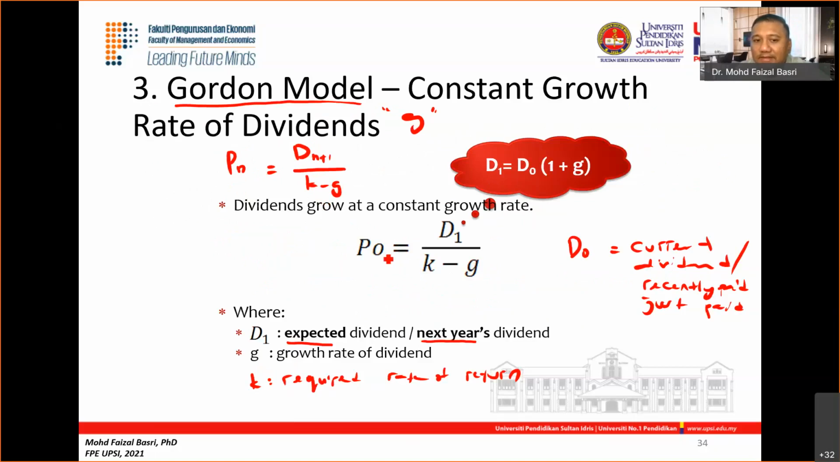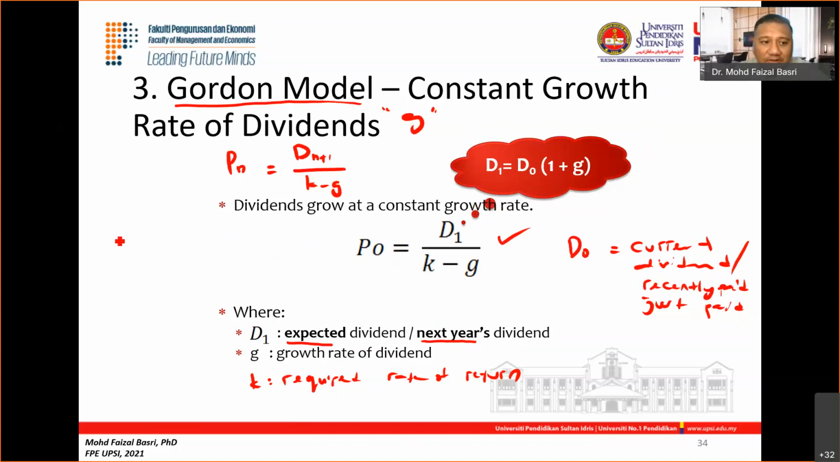So meaning, to find P0, n is 0. Imagine, to find P0, which is n equals to 0, then 0 plus 1 is 1. So it's D1 over K minus G. So it fits this one. Okay, so we alter n with 0. So 0 plus 1 means 1. So D1 over K minus G. So it fits this one.